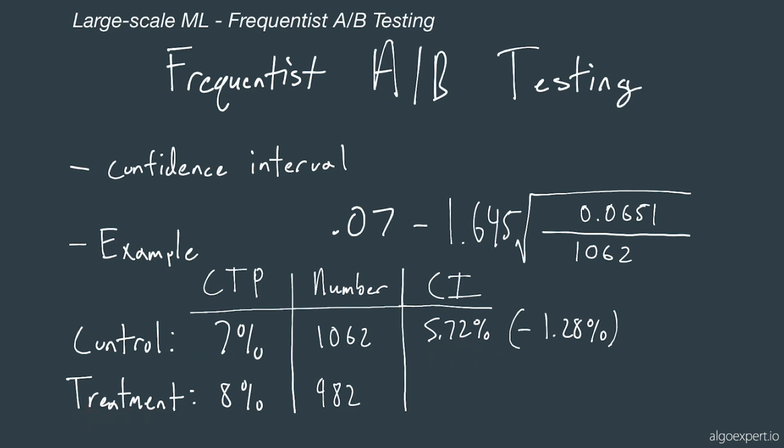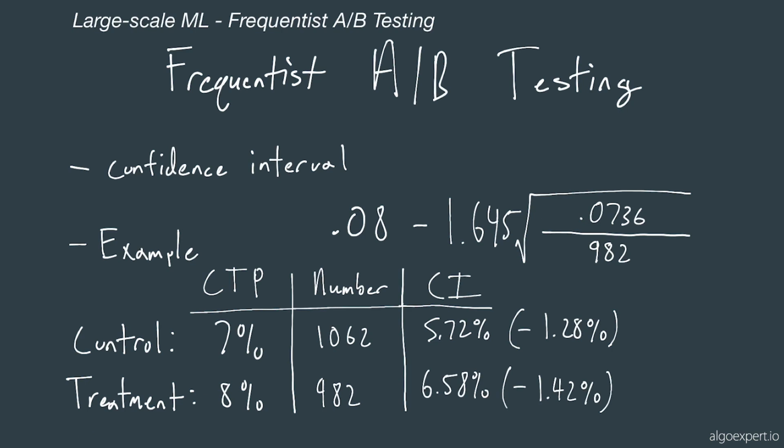For the treatment group, if we plug in those numbers, again, we're still using the one-tailed z-score here, we get 6.58% as a confidence interval lower bound.